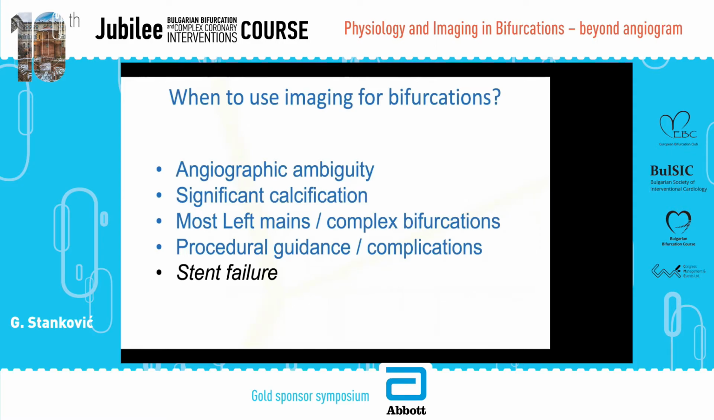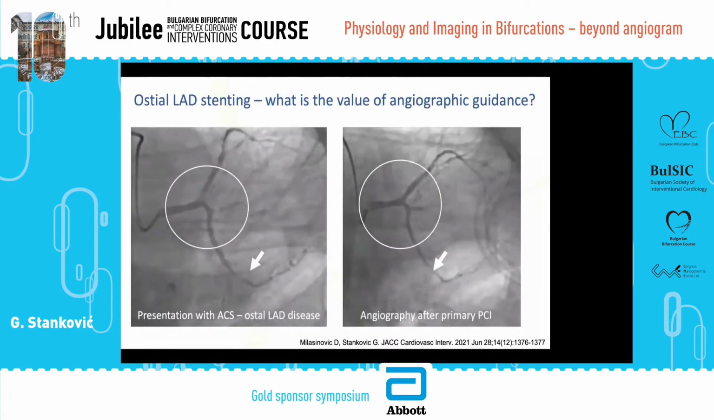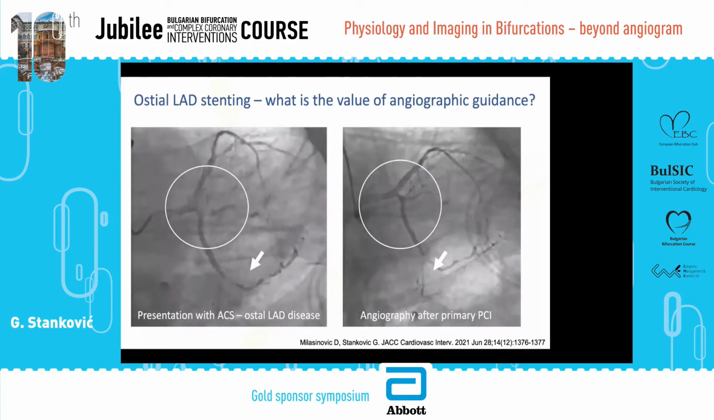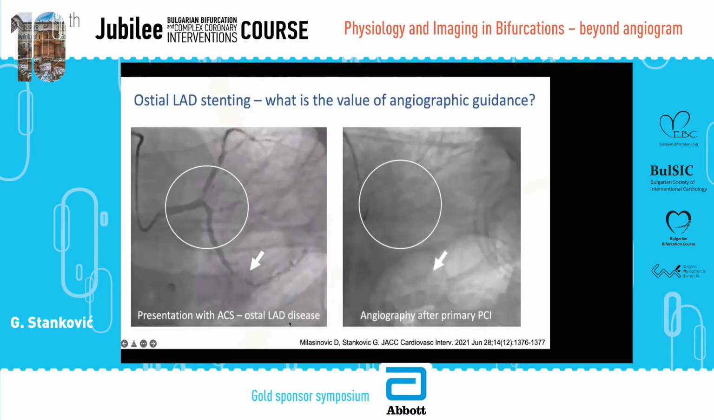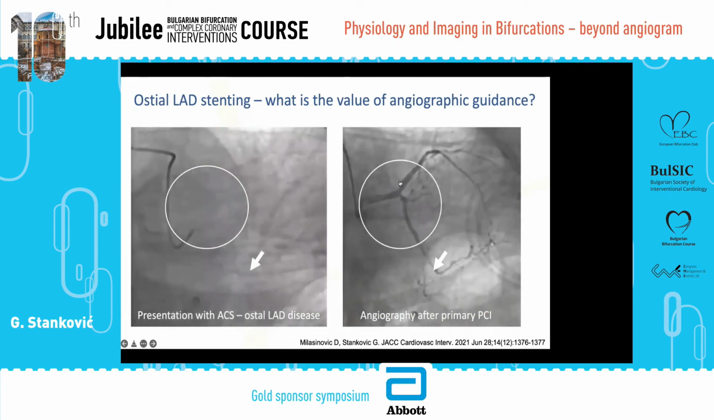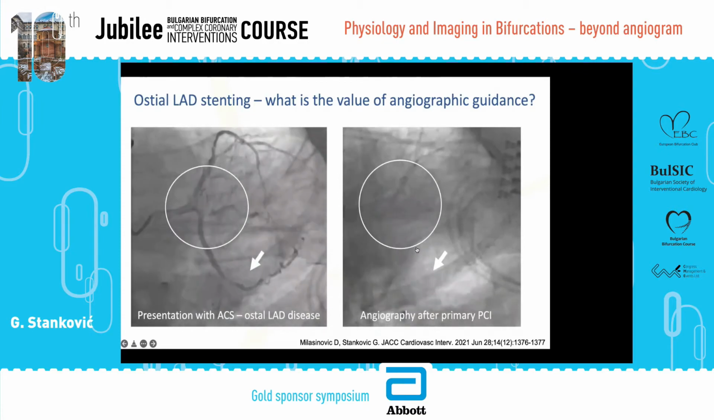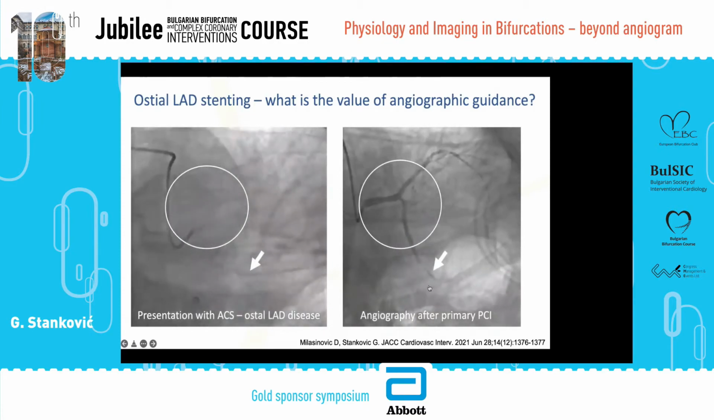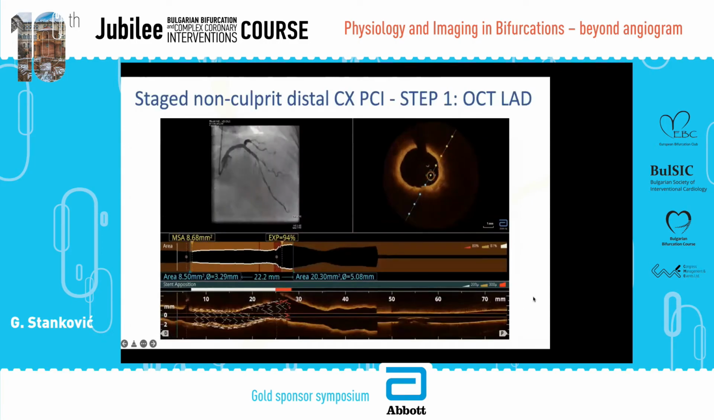When to use imaging in bifurcations: in addition to this guidance, we can use it to assess stent failure. And this is our case from our cath lab, an acute case, isolated ostial LAD lesion regarding the bifurcation, and a clear circumflex tight distal lesion. The operator decided to stent precisely the ostium of the LAD without left main stenting, and scheduled a procedure in the circumflex for the second PCI. This is a staged procedure.